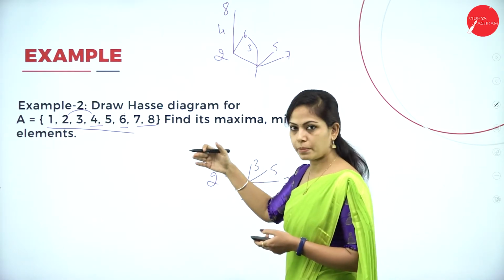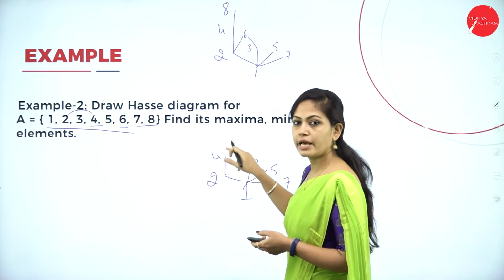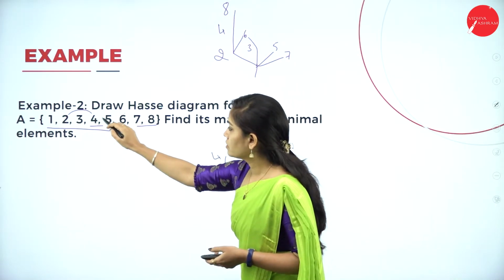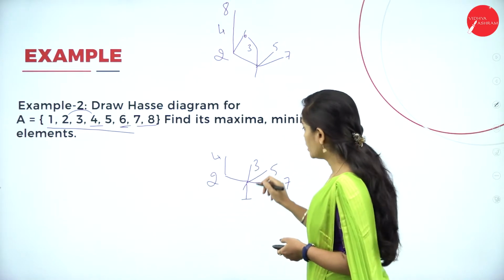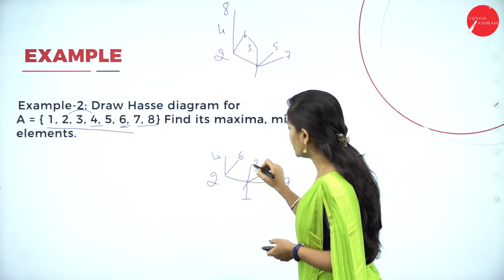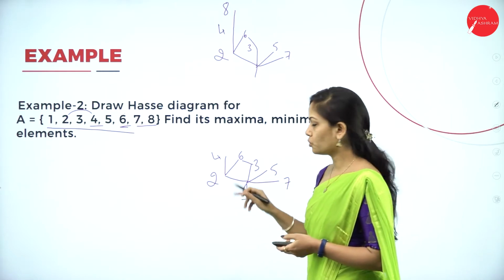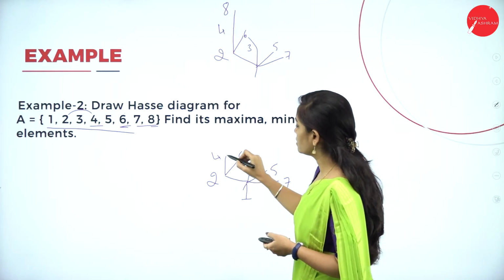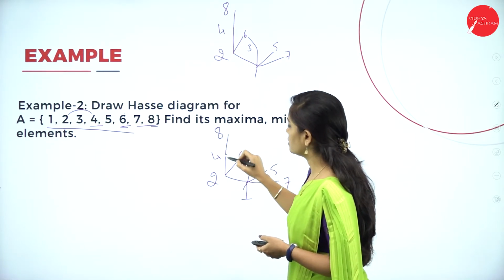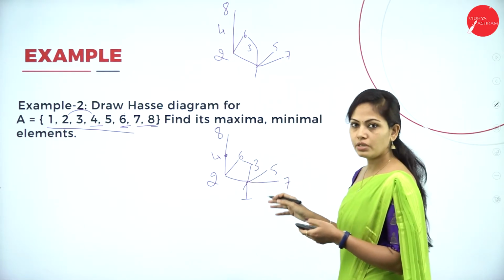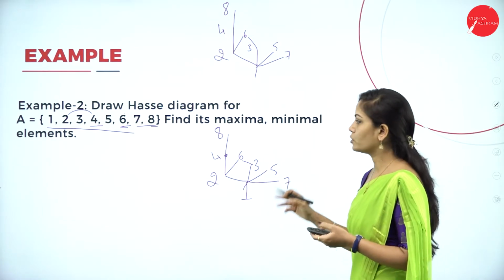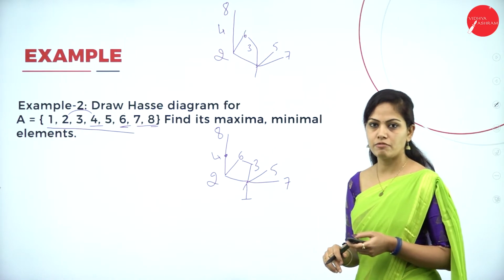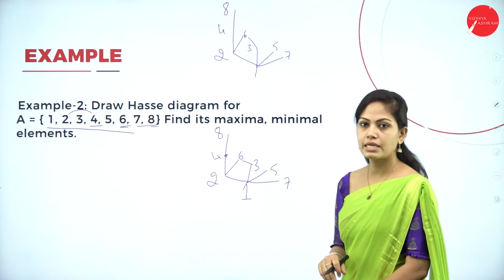So it should be in an upward direction. 2 is less than 4, right? So 2 can divide 4. And the next element is 6. 2 can divide 6. 3 can also divide 6. So I will write it in an upper direction. And the next and last element is 8. This 4 can divide 8. So this is your Hasse diagram for the given poset values. So now how to find the maximal and minimal values for the given set.